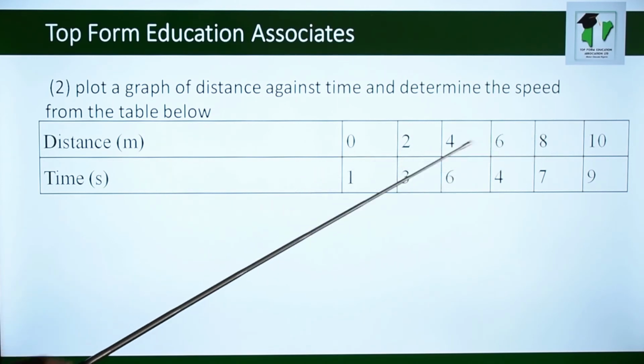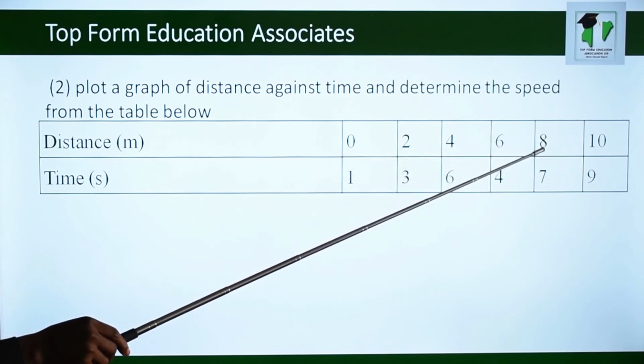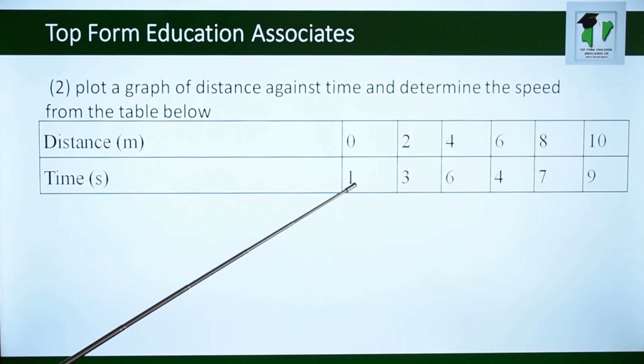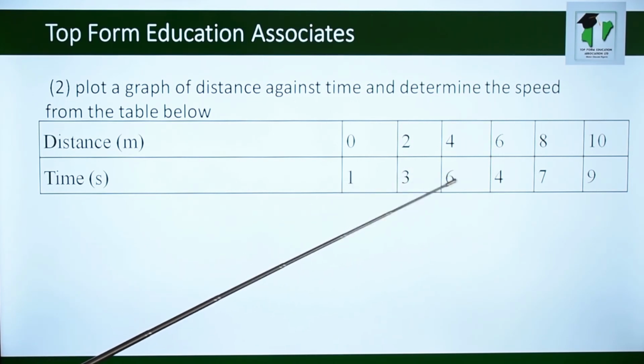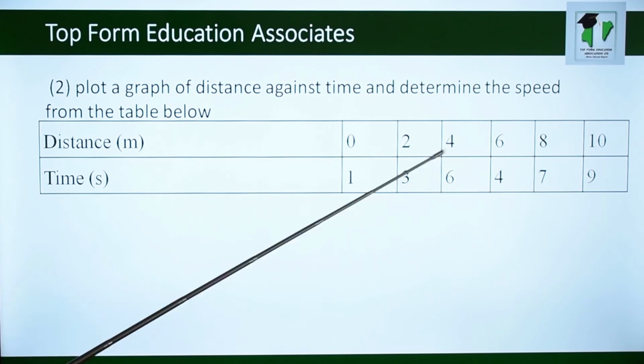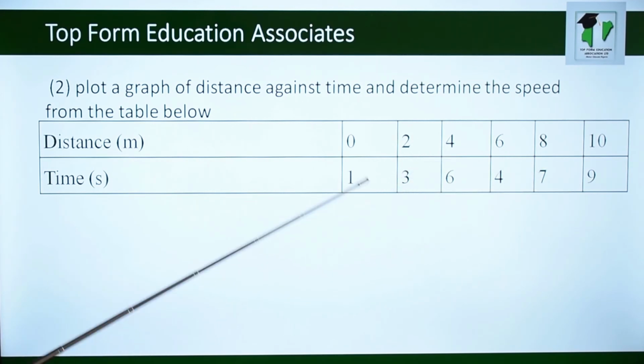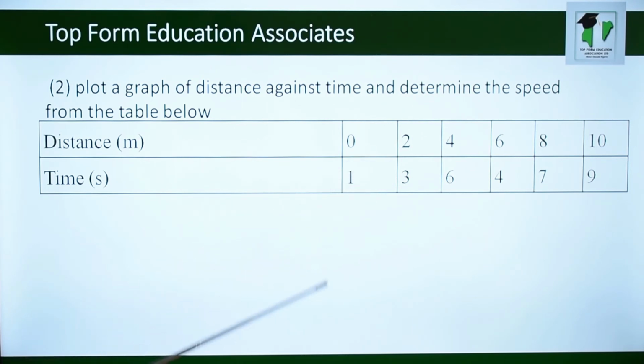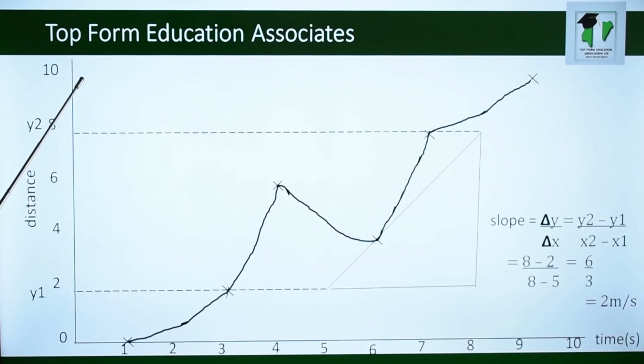Here you have them uniform, at equal intervals. But in the time intervals, it's not the same. We have 1, 3, 6, 4, 7, 9. So it's not the same. So this is going to give us a graph of non-uniform speeds. So this is the graph of that table.